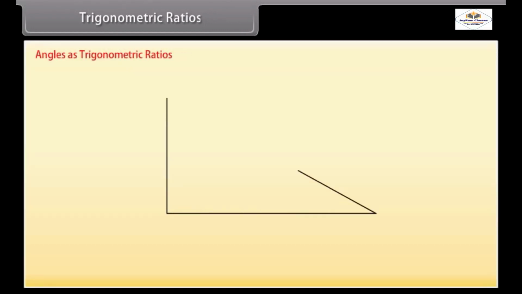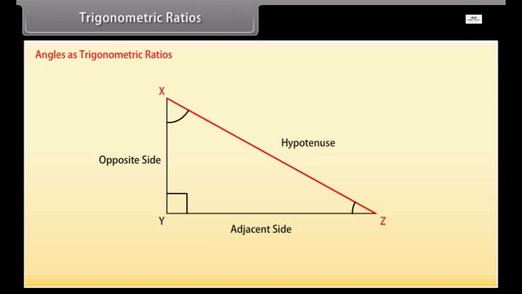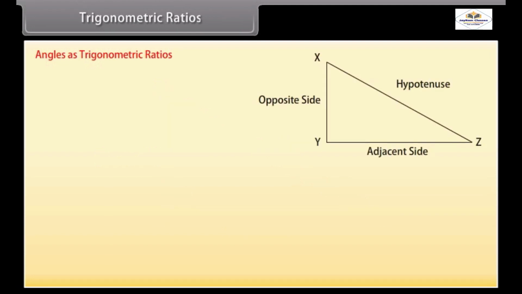Angles as trigonometric ratios. Look at triangle XYZ, right-angled at Y. Angles X and Z are both acute. XY is the side opposite to angle Z. YZ is the side adjacent to angle Z. XZ is the hypotenuse. Let us now express different measures of angle Z as ratios of the sides of triangle XYZ.